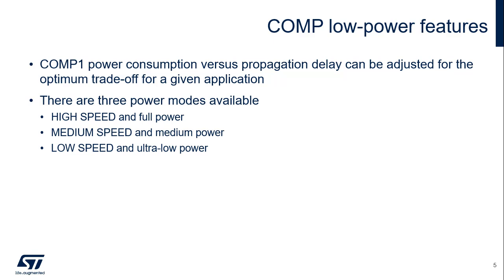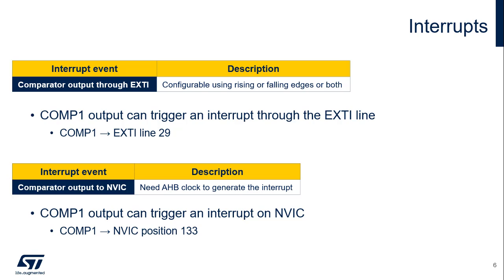The comparator can stay active even if the rest of the system is suspended and the clock is switched off. The comparator can trigger an interrupt on the rising, falling, or both edges of the comparator output through the EXTI line, which can be used as a wake-up event to exit sleep and stop modes. The output can also be directly connected to the CPU's nested vectored interrupt controller, or NVIC.